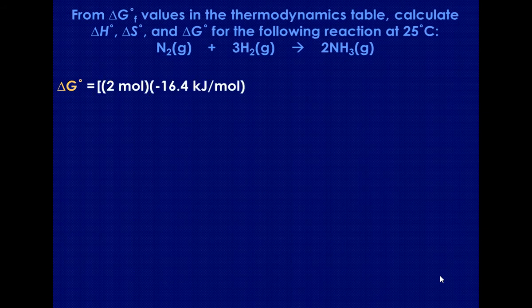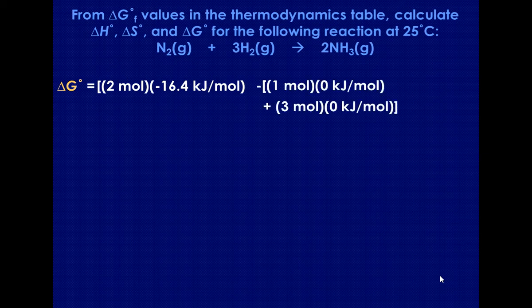So I went and found the ammonia on the chart, and it's negative 16.4. Nitrogen and hydrogen are both gases, and they are both in their standard states. So with that in mind, these would both go to 0. And so when I do the math through, after canceling out my units, I get negative 32 kilojoules. I guess this should be negative 32.8. Sorry about that.